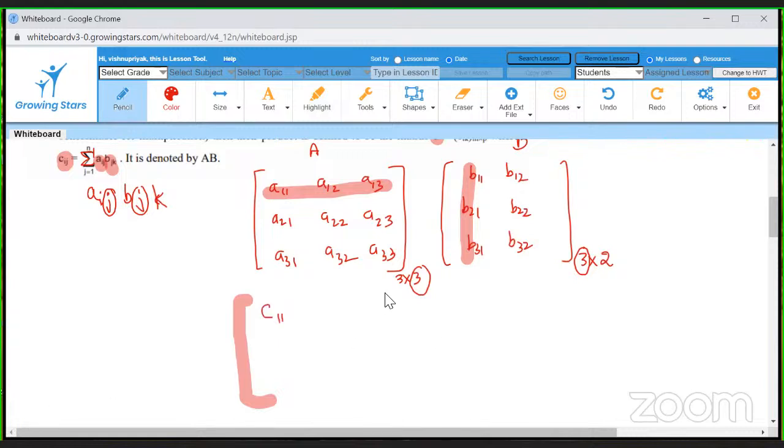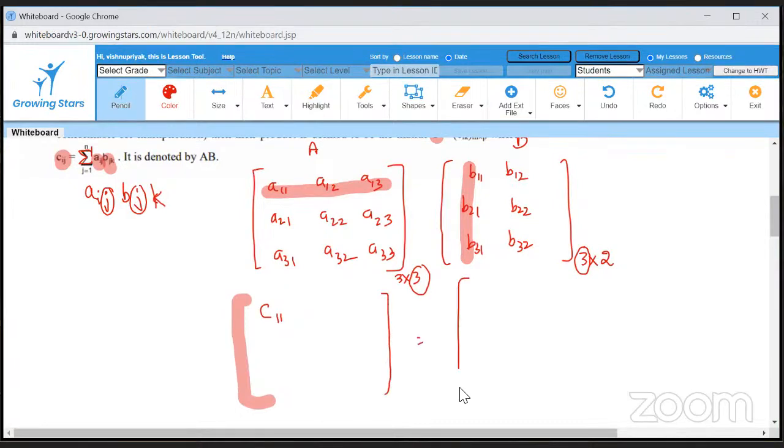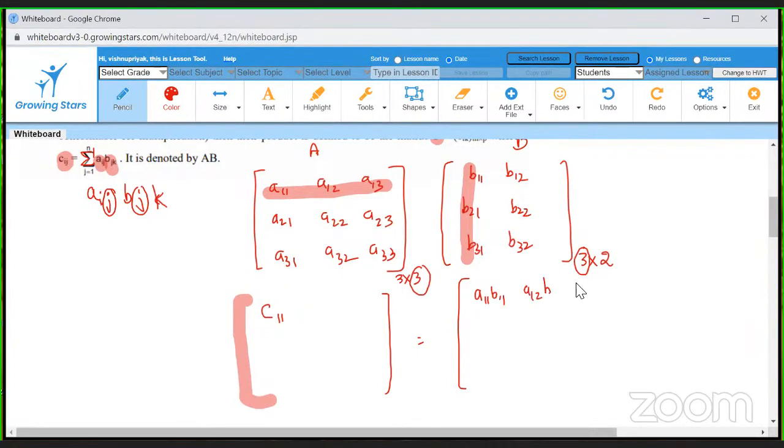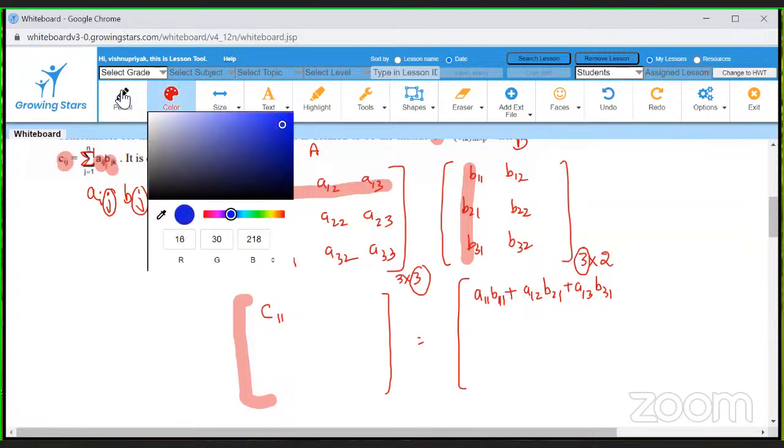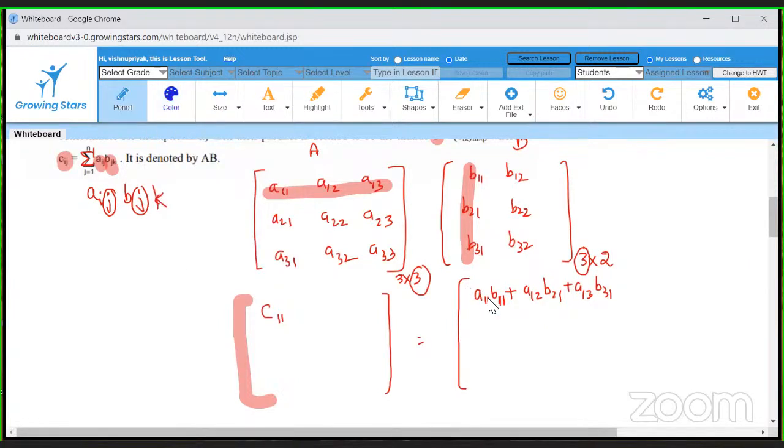So how will you get this C11? Multiply A11, B11, A12, B21, A13, B31 and sigma, add them all. In all these multiplication problems, you see here column 1, row 1, column 2, row 2, column 3, row 3, like this. That is what I said.